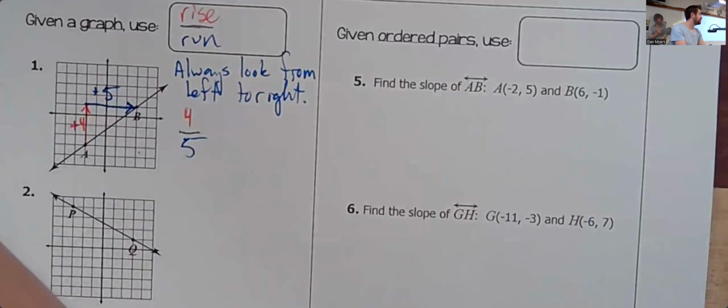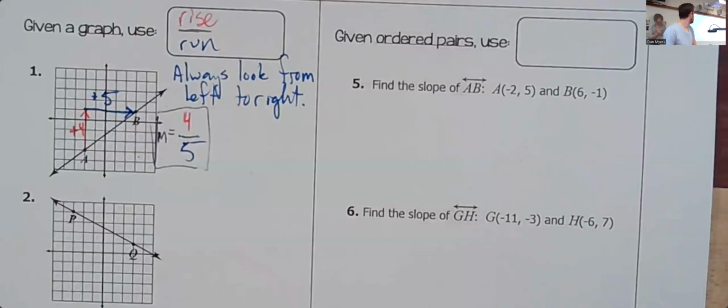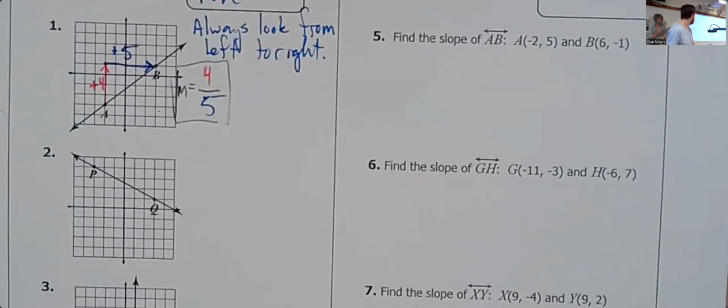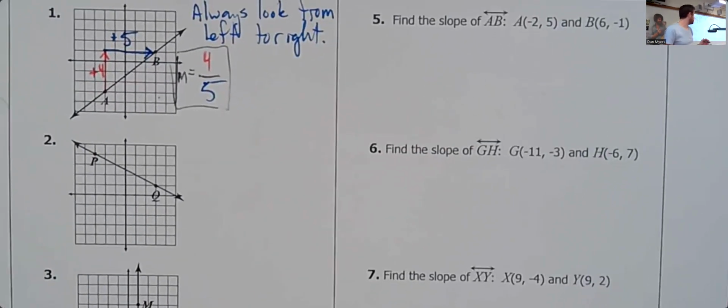Does anybody remember what lowercase letter we use to represent slope? What is that? M, yeah, so we're gonna say m equals 4/5. That's the answer for number one. m equals 4/5. Hopefully this looks familiar. This is stuff that we did last year. So I'm gonna speed things up a little bit with number two. To get from P to Q, are we going up or down?